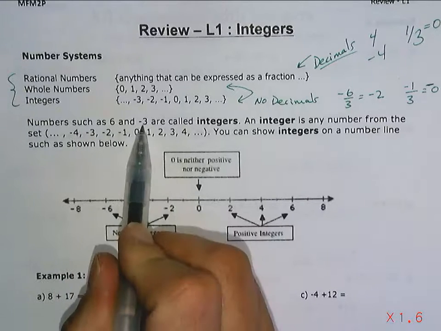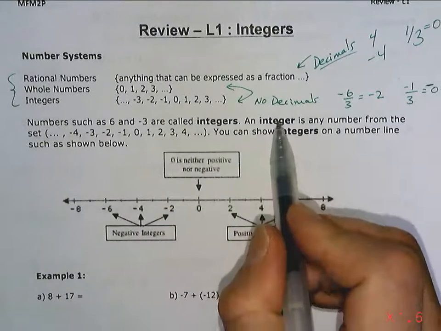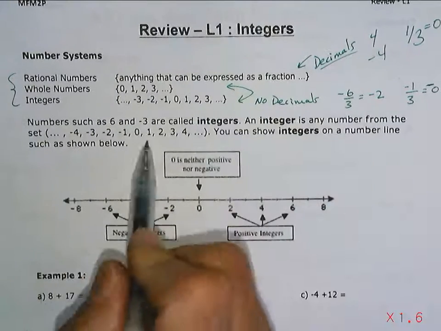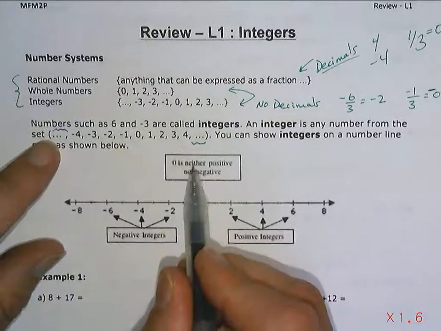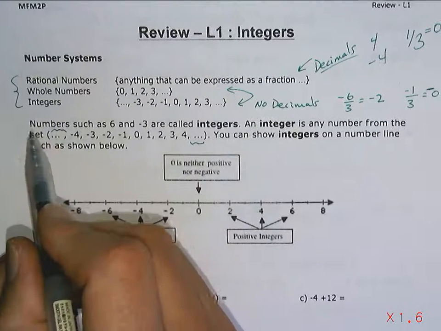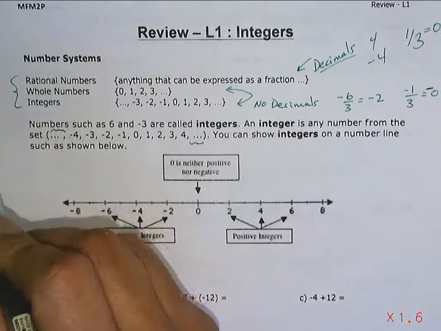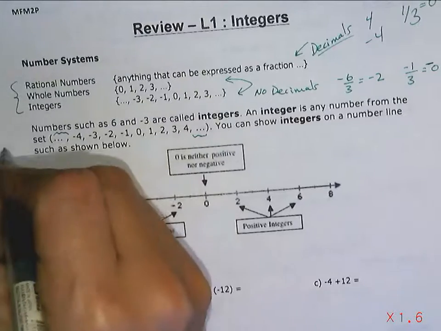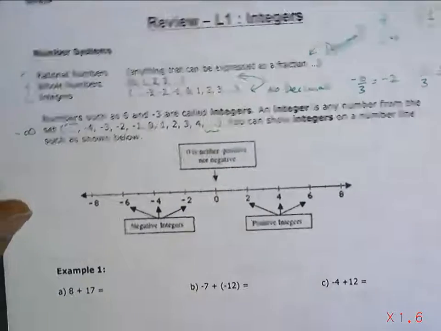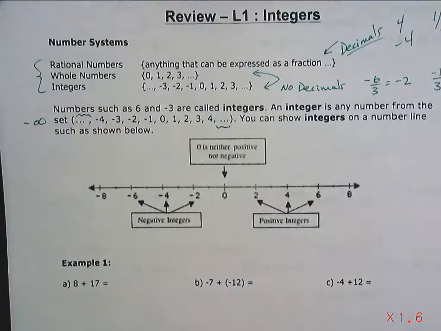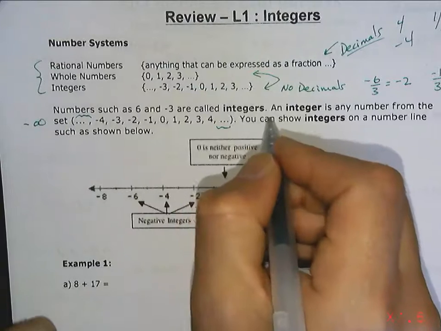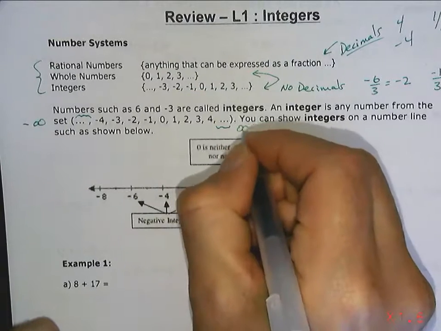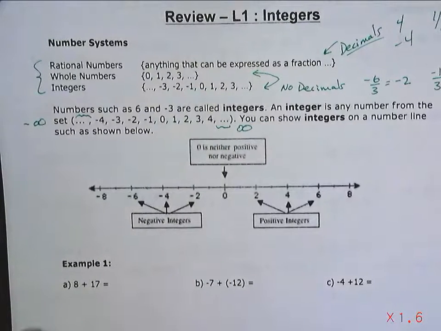Numbers such as 6 and -3 are called integers. An integer is any number from this set. Now, do you see the ... on either side? That means that the pattern continues. So -5, -6, -7, -8, -9, -10, all the way down to -infinity. Now, -infinity is not a number, but it's a direction. You keep going larger and larger negatively. This pattern, 1, 2, 3, 4, 5, 6, 7, 8, all the way up to positive infinity. Now again, positive infinity is not a number.